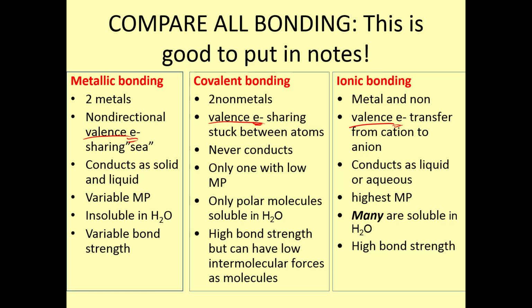So conductivity. Metallic substances conduct as solid and liquid. Covalent substances never conduct, and ionic substances conduct as liquid or aqueous, but not as solid. Metals have variable melting points. Covalent are variable, but they're the only ones that have low melting points. And ionic compounds usually have the highest melting points. Insoluble in water are metals. Polar covalent substances are soluble in water. And ionic compounds, many are soluble in water. And finally, variable bond strength for metallic, high bond strength for covalent, but then low intermolecular forces. Ionic compounds are high bond strength.